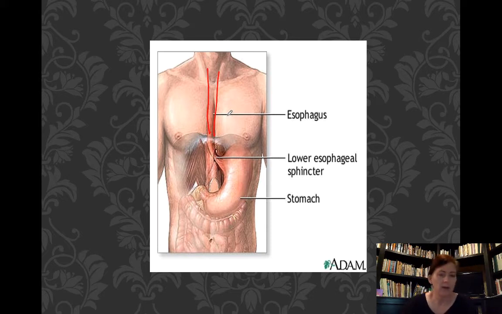So we have the movement of peristalsis that occurs in the esophagus, and those are rhythmic contractions of the smooth muscle to help propel the food down your esophagus.